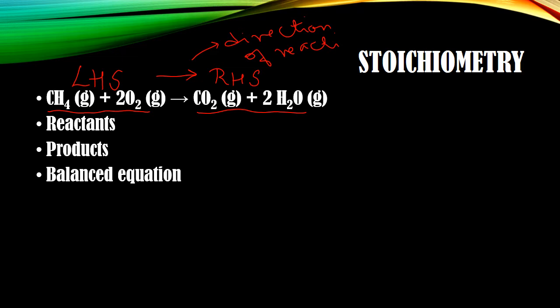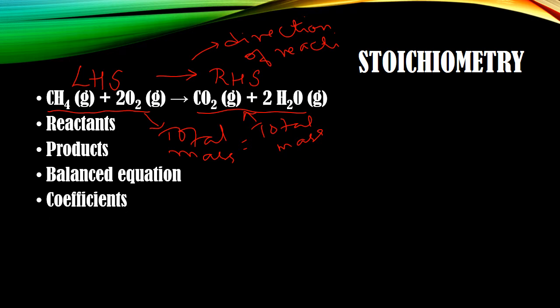Next, we need to recall about balanced equation. Now, equations need to be balanced because we need to show the law of conservation of mass. The total mass of reactants is equal to the total mass of the products. This has to be shown, so we always write balanced chemical equations. Now, when we are balancing the chemical equation, we write certain numbers in front of the reactants or products so that the number of atoms on both sides are equal.